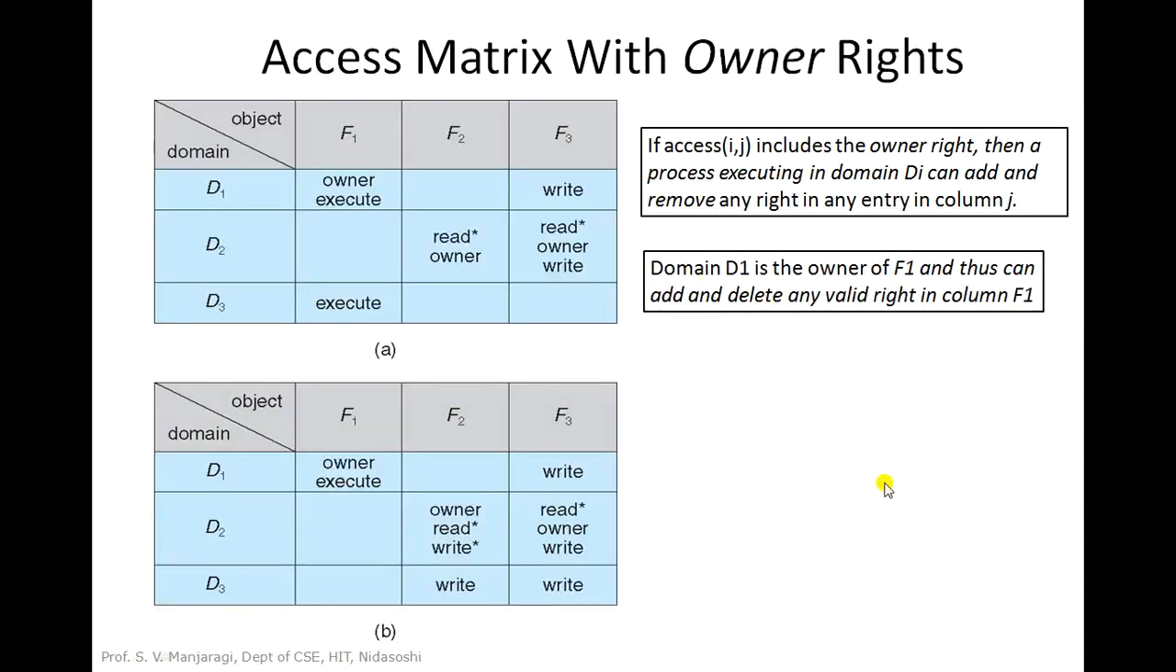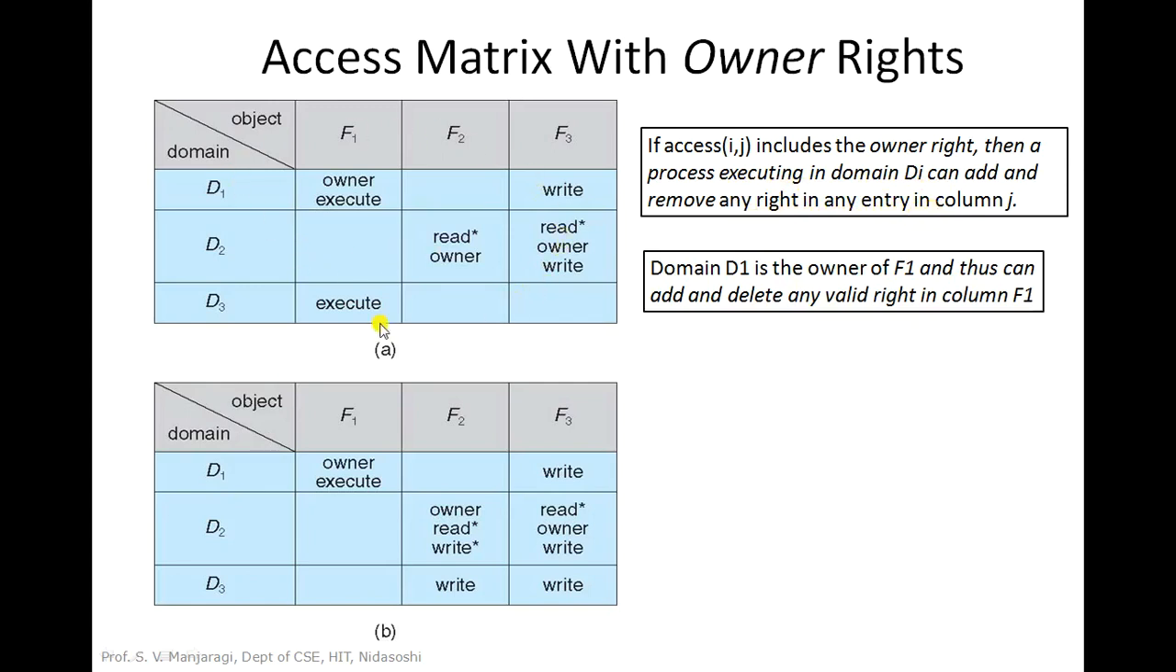Now let us look at the access matrix with owner rights. If access of i, j includes the owner right, then a process executing in domain Di can add and remove any right in any entry in column j. Let me repeat it once again. If access of i, j includes the owner right, then a process executing in domain Di can add and remove any right in any entry in column j.